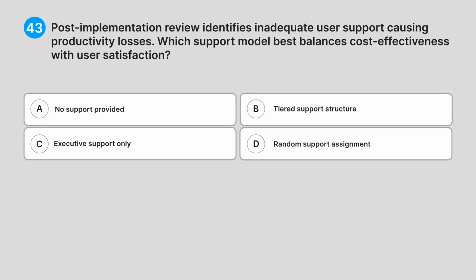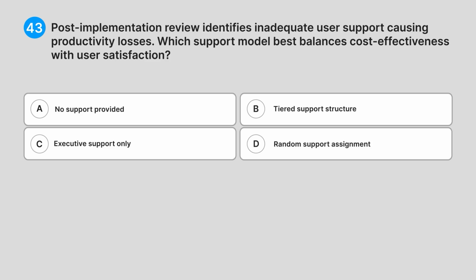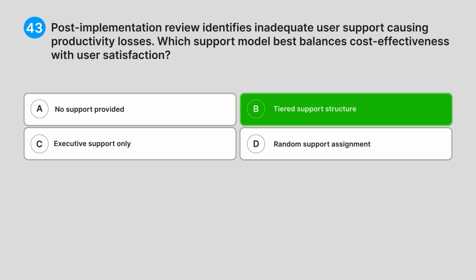43. Post-implementation review identifies inadequate user support causing productivity losses. Which support model best balances cost-effectiveness with user satisfaction? A. No support provided. B. Tiered support structure. C. Executive support only. D. Random support assignment. Can you guess the answer? Correct answer, B. Tiered support structure.